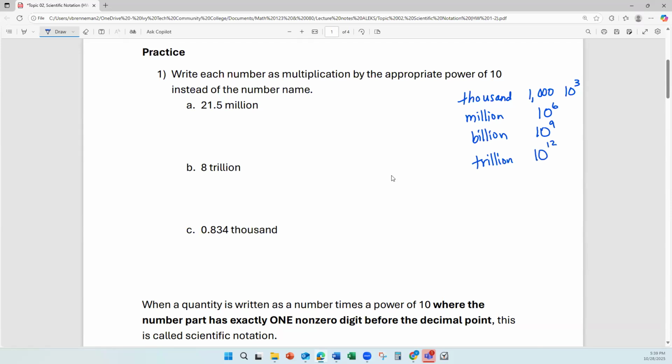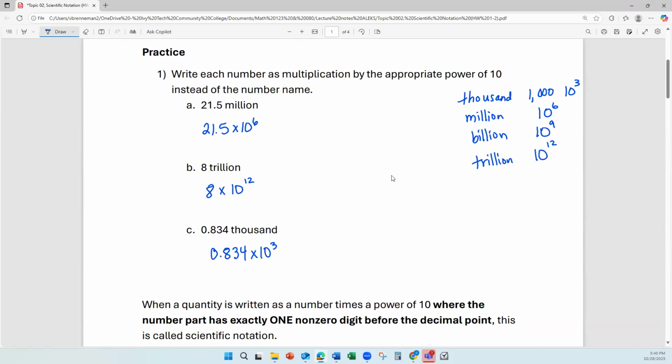So 21.5 million could be written instead as 21.5 times 10 to the 6th. 8 trillion would be 8 times 10 to the 12th. And 0.834 thousand would be 0.834 times 10 to the third power.